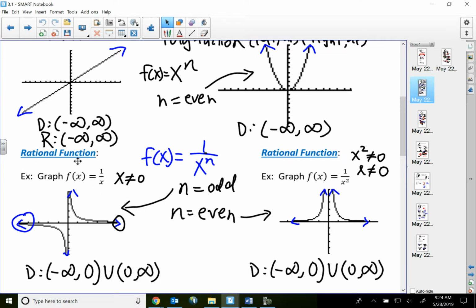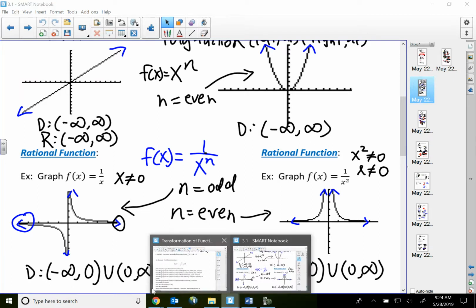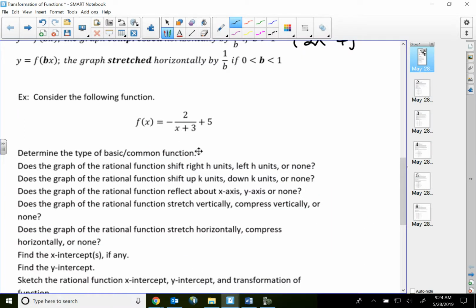Well, the difference between the two is the exponents. If the exponent on the variable x is odd, that would be like this. If it's even, that will actually be this. So this is actually x to the first. What you need to notice here is we can rewrite this as -2 times 1 over x plus 3 plus 5. If I rewrite it that way, I can see this is the 1 over x.